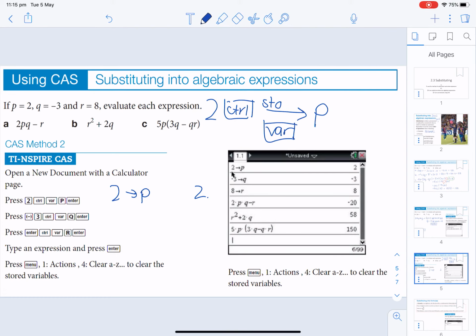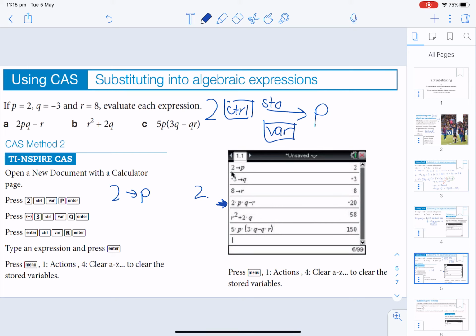You continue that with all of your pronumerals, and then once you type in your expression, it will pop up with your pronumerals being in a bold font, implying that they have been allocated a value. Then you press enter, and it gives you the answer. So the answer that we found manually and on the calculator was 20 for 2PQR. In this case, using the second method, it's exactly the same.